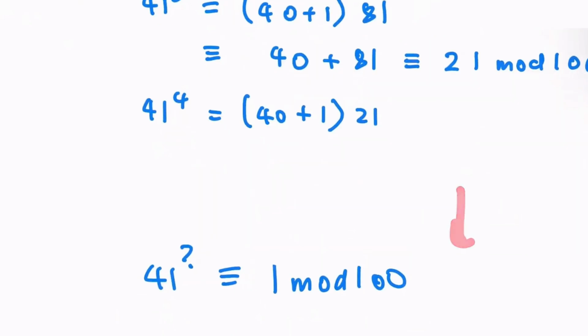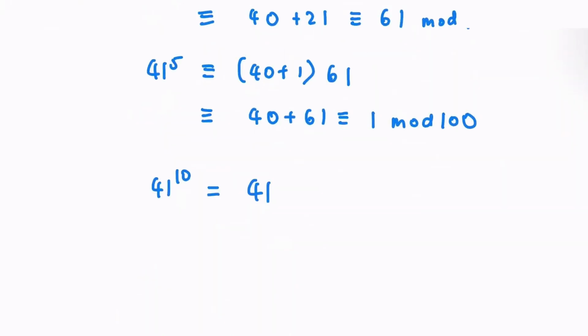I'll just write out the 4 and 5 first. We can break down 41 to the power of 10 into 41 to the power of 5 to the power of 2, right? Because 2 and 5 is 10. So I can write this as 1 to the power of 2.